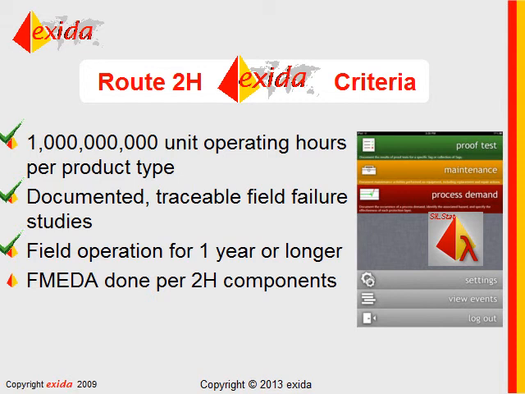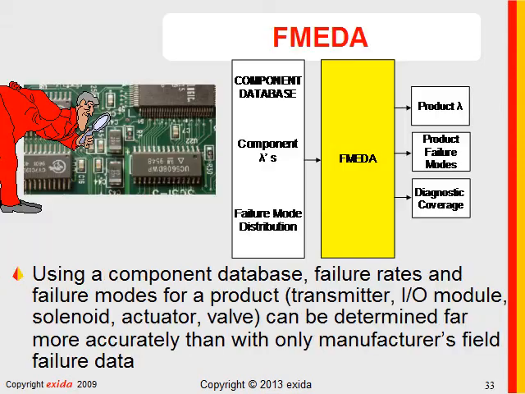Now, this is not in the standard, but for exida, we won't judge data to be Route 2H until field operation has gone 1 year or longer. And we require that an FMEDA be done with Route 2H compliant components. We think it's a pretty strict interpretation of the standard and hopefully somewhat conservative.